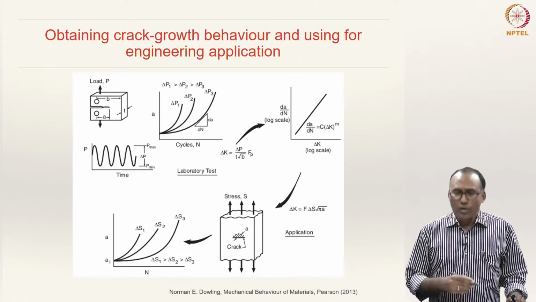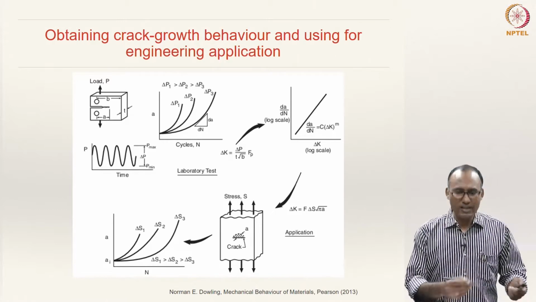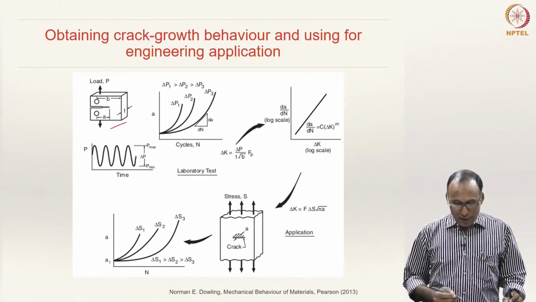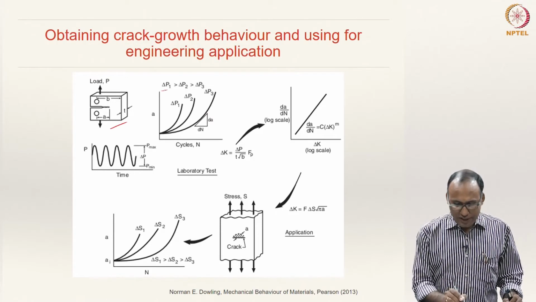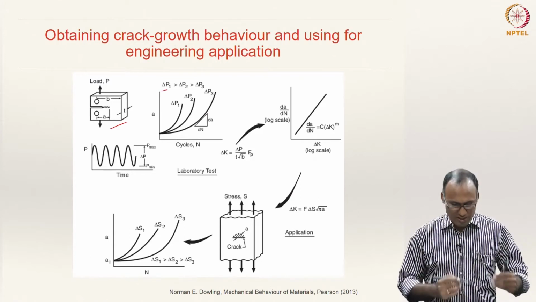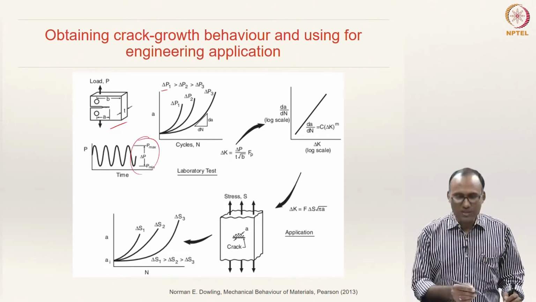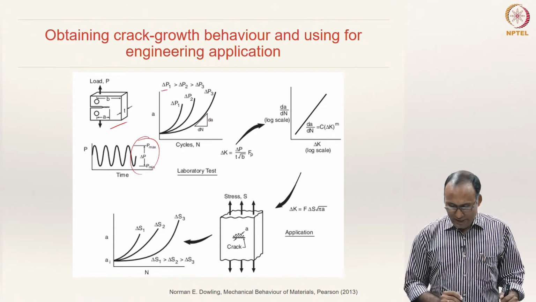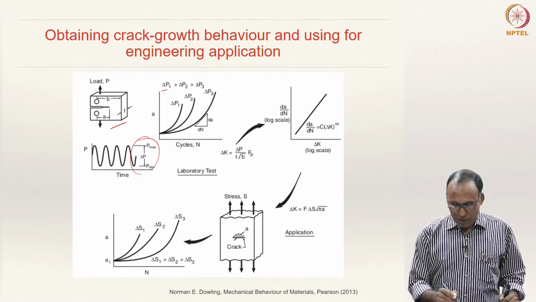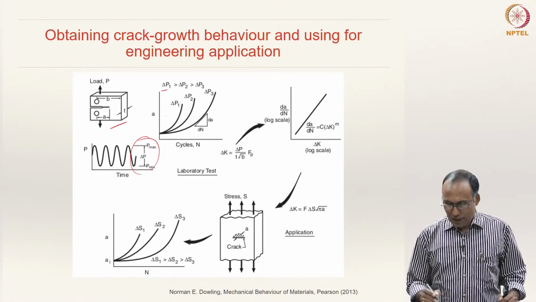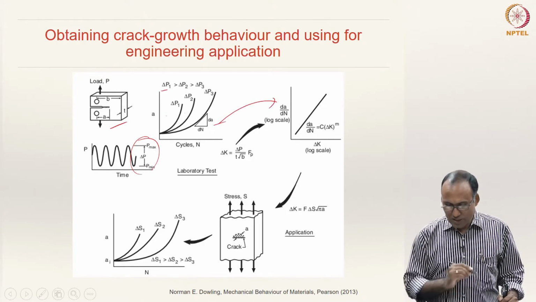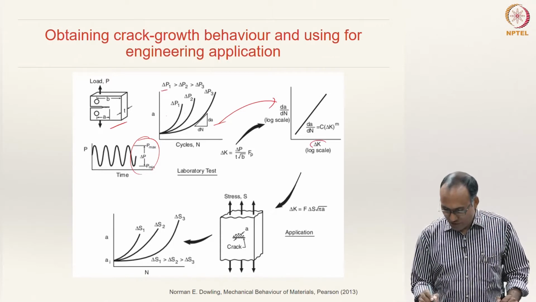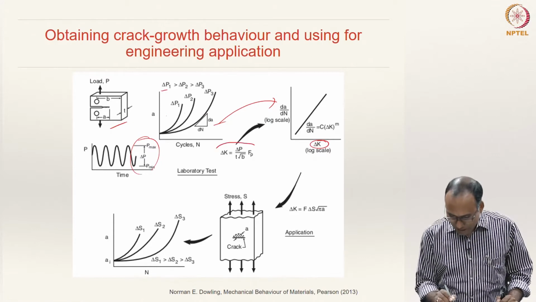You actually do a laboratory test on a specimen of the kind of loading that you would expect in the real life scenario, and then do this for different delta P's. Delta P is P max minus P min, as we have seen here. P is your load applied, and then you calculate the dA by dN as a function of different delta P's, and then from this you plot dA by dN as a function of delta K.